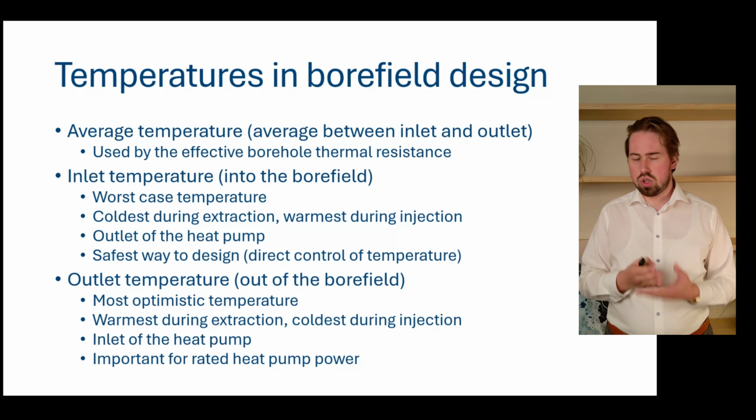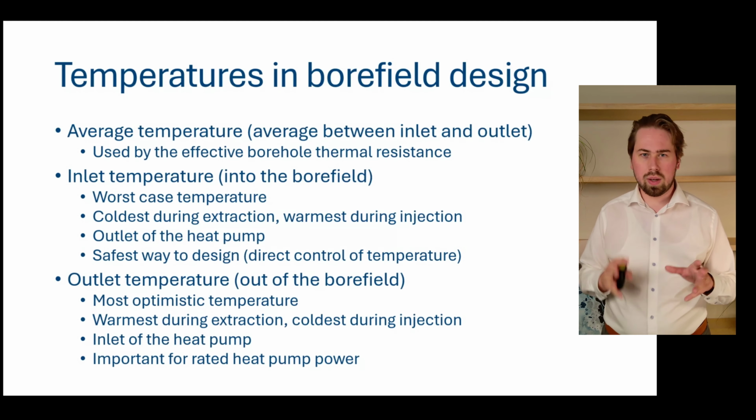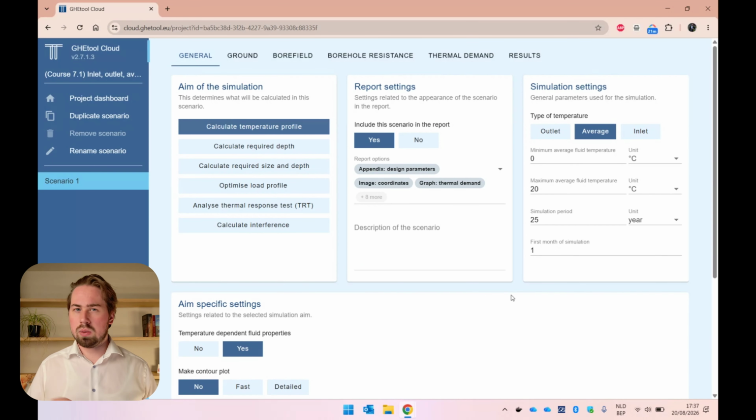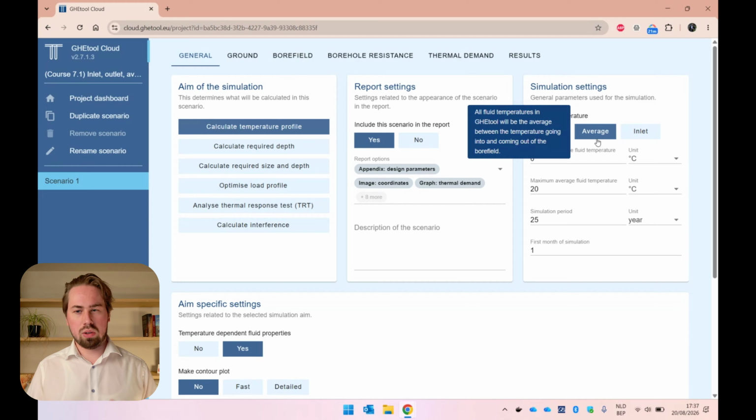Now let's jump into GHEtool and show real quick how you can switch between these temperatures and what exactly the difference can be. So here we are in GHEtool Cloud. I created a new project for you, and let's discuss how you can use inlet and outlet temperatures inside of your project. Over in the simulation settings, you have, and it's a very recent update, so at the beginning of this course it was not yet there, the option to select average, inlet or outlet temperature.